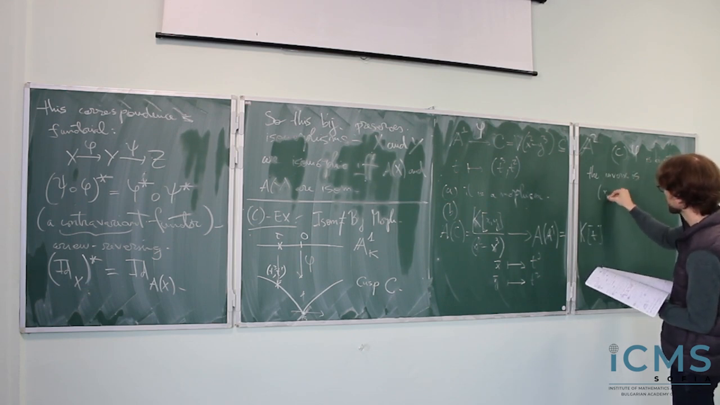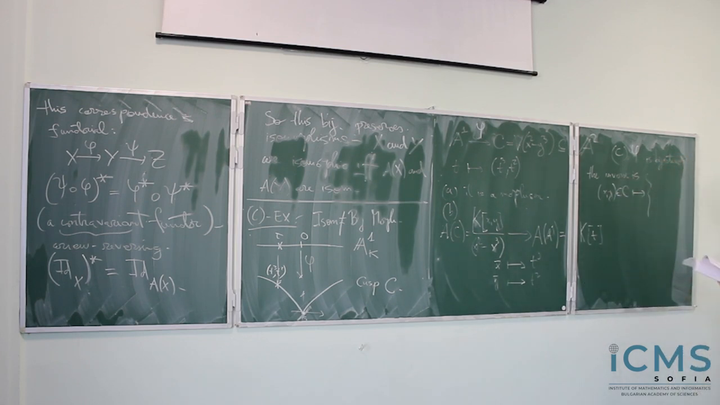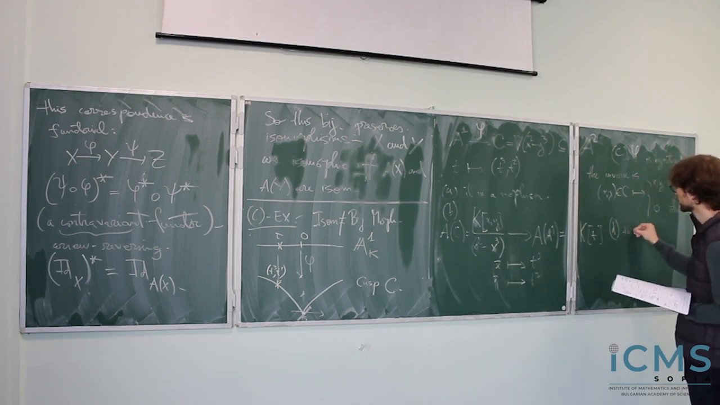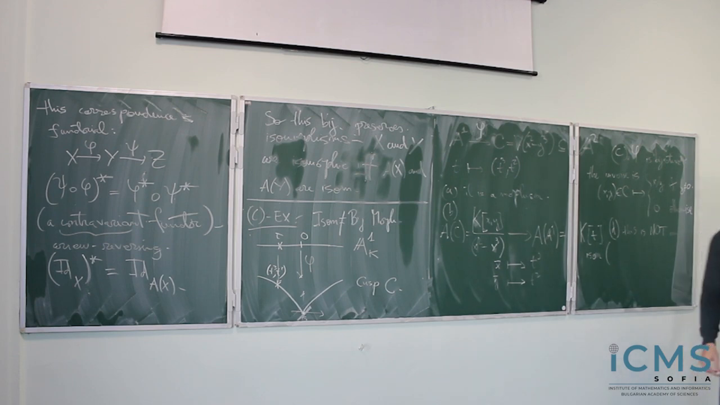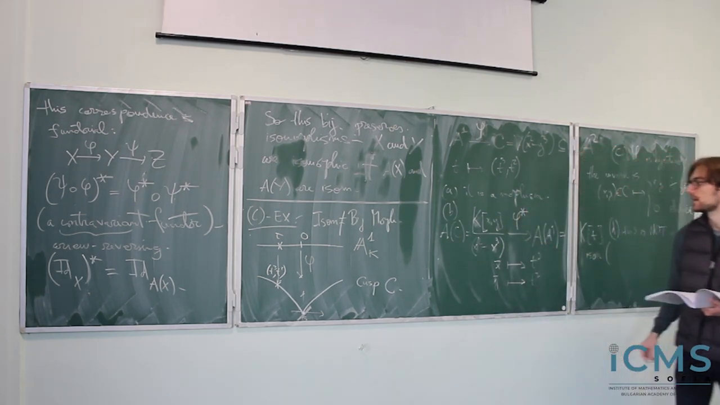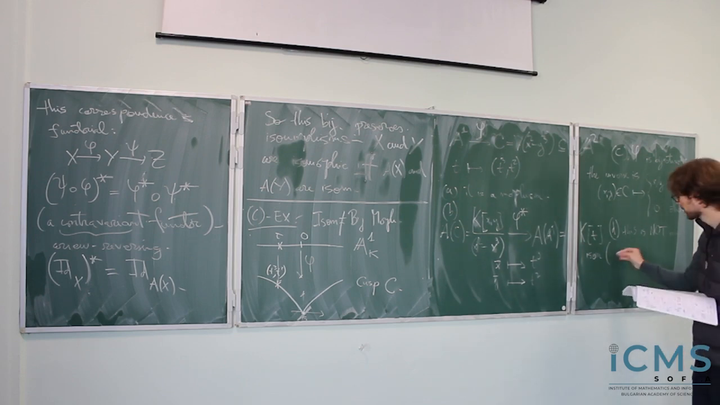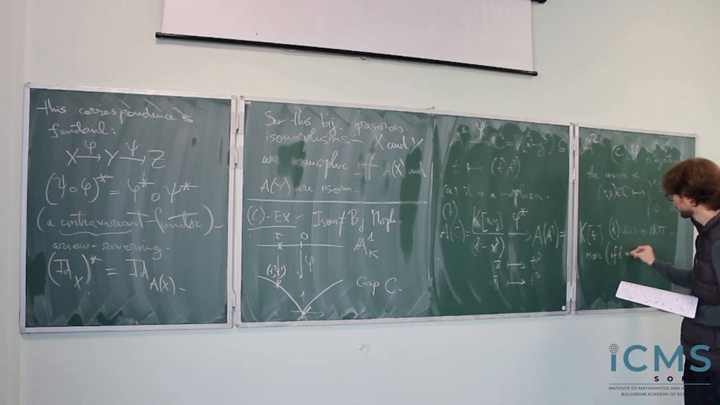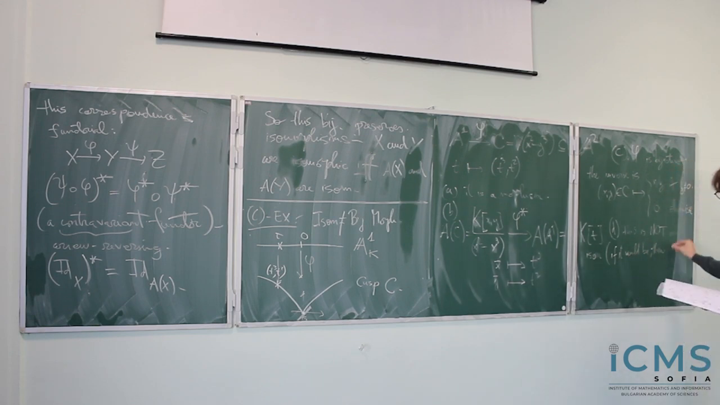I take (x, y) on C and send it to x over y if y is non-zero, and zero otherwise. But this map will not be regular. Why? This is not an isomorphism. The reason is that if it were an isomorphism, then the pullback phi star would equally be an isomorphism, so phi star would be bijective.